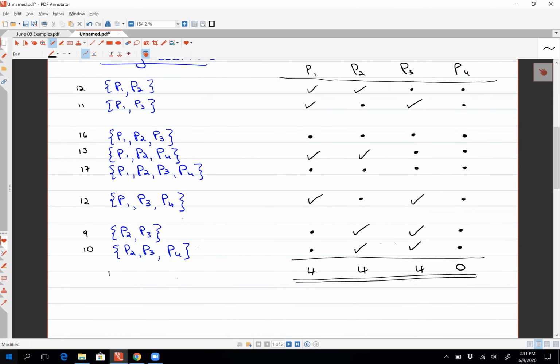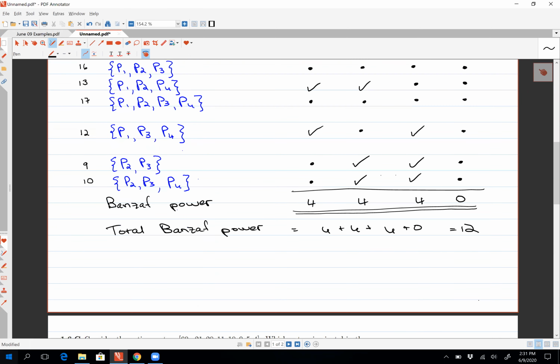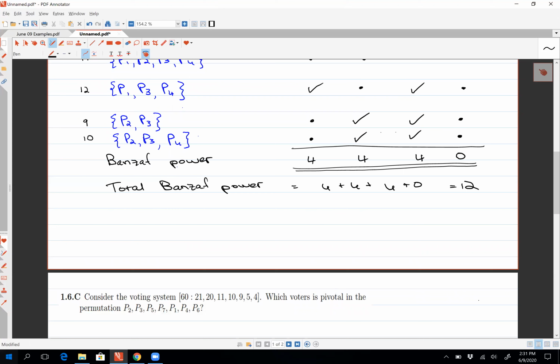So those are my Banzhaf powers, but it's not the power index yet. I first calculate the total Banzhaf power, and that is just the sum of all of the individual power values. So in this case, that is 12. Then I can go and calculate the Banzhaf power index for each individual voter. And the index is given by the individual power.